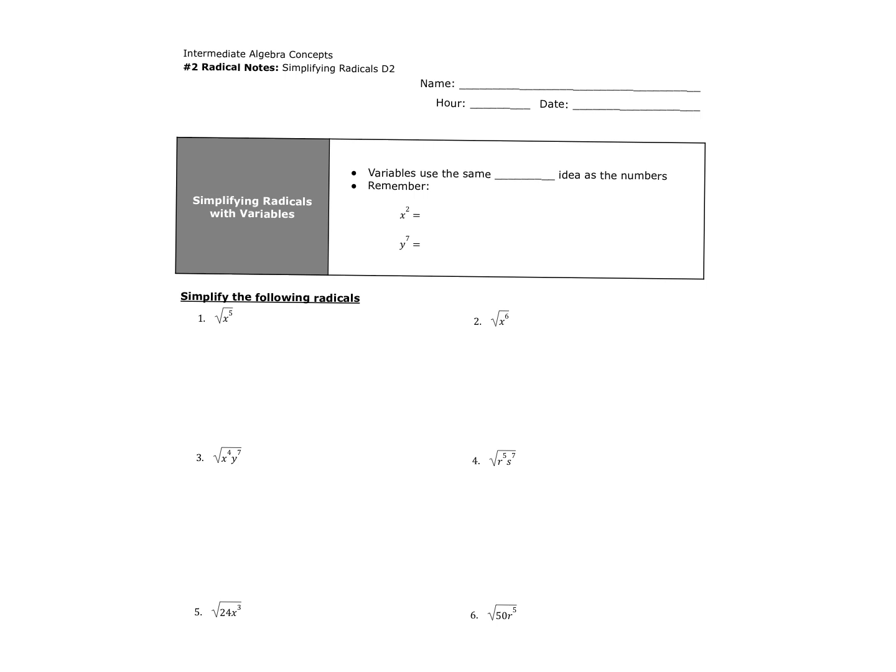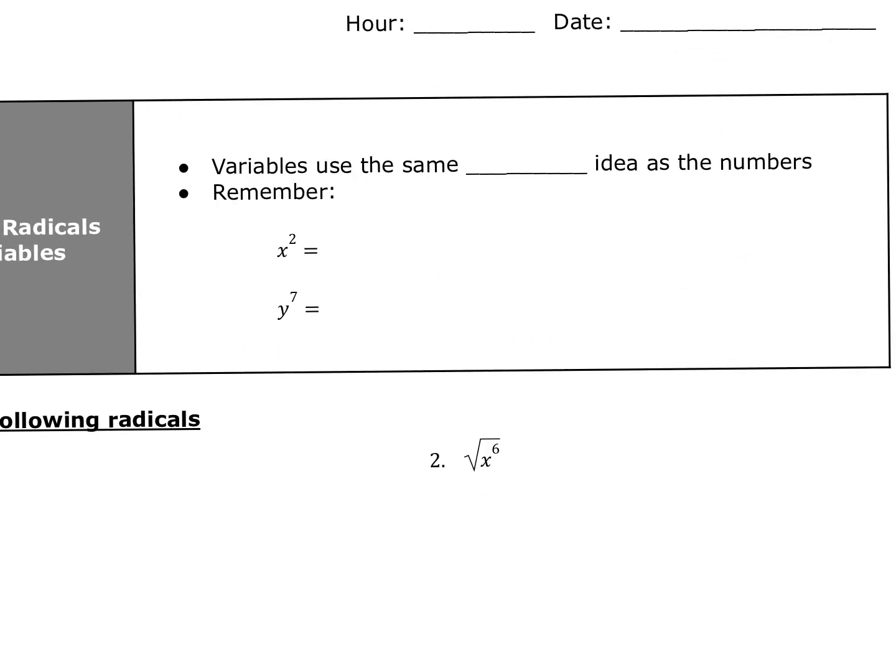So we're going to do the same with the variables. Variables are just a fancy way to say letters. So they use the same pairing idea. So in this spot right here, write the word pairing.